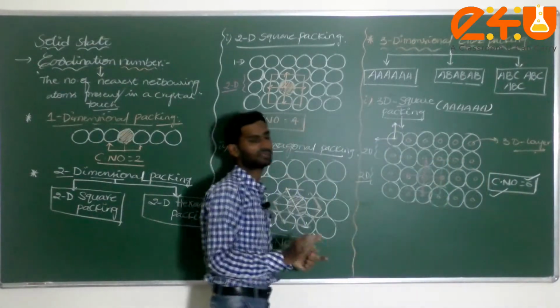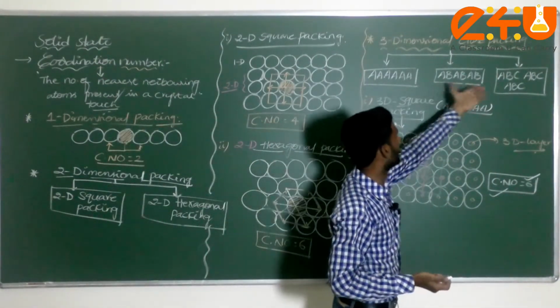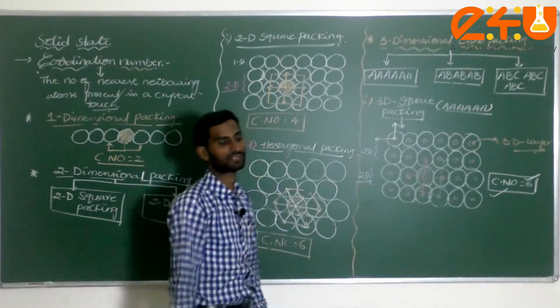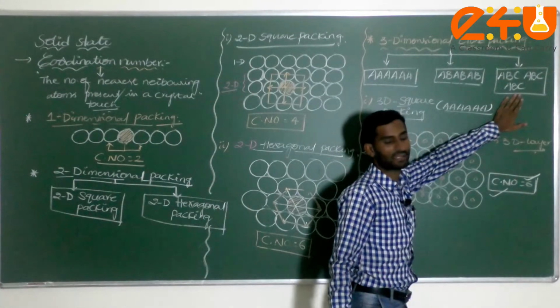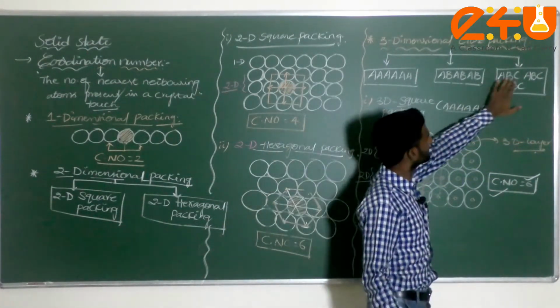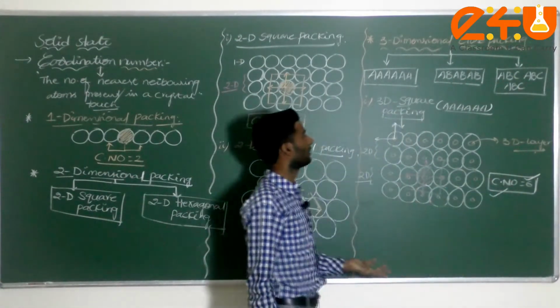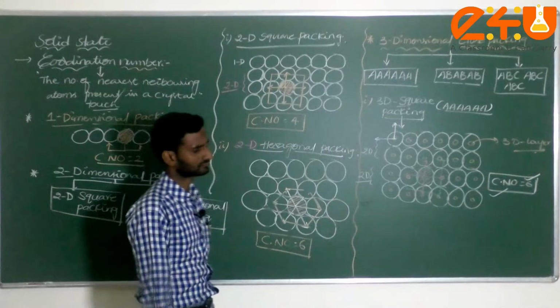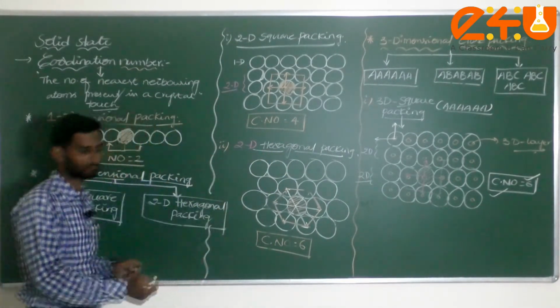This is very important, don't get confused. Next we can move to ABAB type and ABC type. This is also very important, and here we can easily identify what A indicates, what B indicates, what C indicates. If you understand that, then we have to understand how many atoms are touched with this one. Okay, students, please note down.